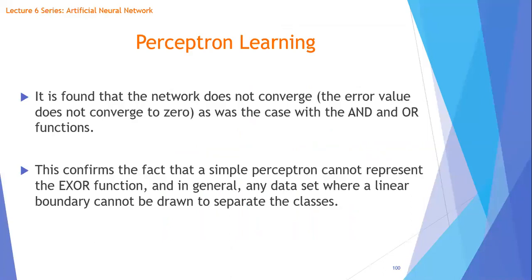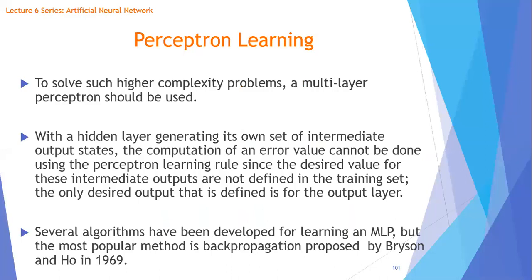So the network does not converge for the EXOR function. This confirms the fact that a simple perceptron cannot represent the EXOR function, and in general, any data set where a linear boundary cannot be drawn to separate classes cannot be solved by a perceptron. Now, to solve such high complexity problems, meaning problems where you need a non-linear boundary, you would need a more advanced neural network. One example of that is an MLP, a multi-layer perceptron with a hidden layer, like we've discussed earlier.